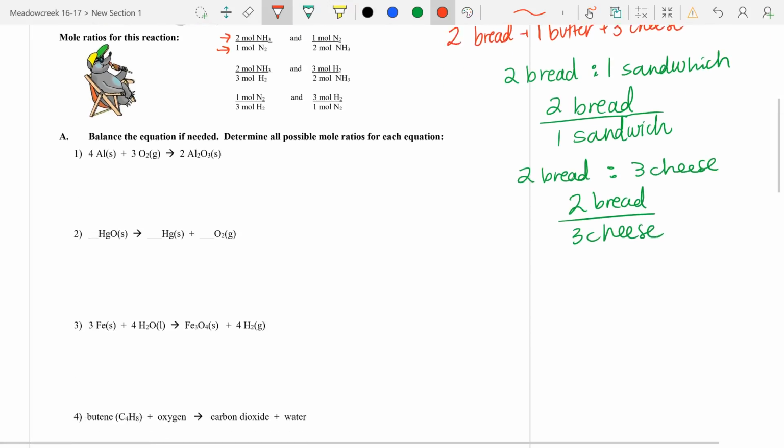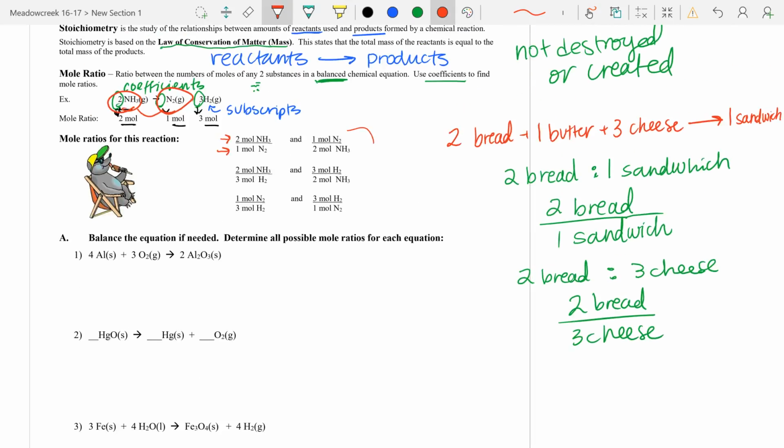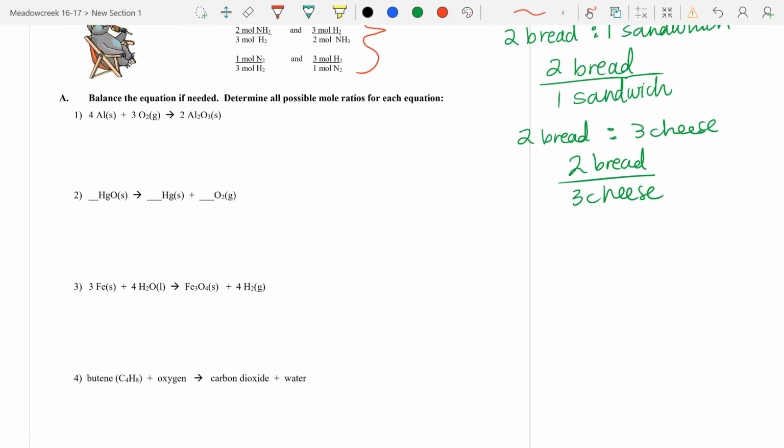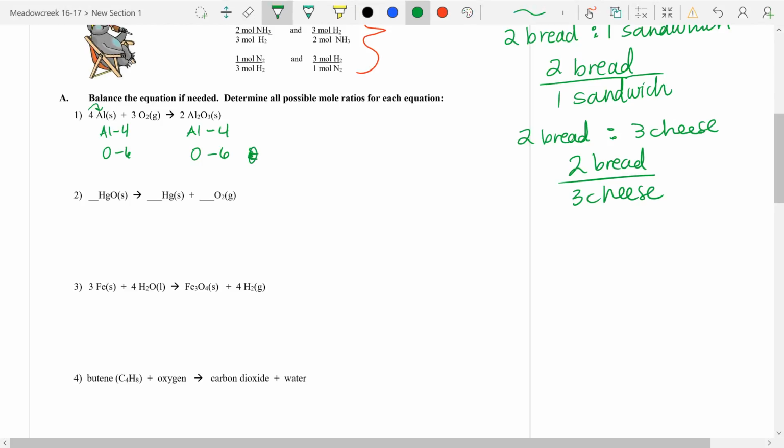Now, if we go on and continue, you can look at the rest of these on your own time, but we want to look at number 1. It says balance the equation if needed, then determine all possible mole ratios for each equation. Now, if I want to make sure that this equation is balanced, all I have to do is list the elements on both sides. We have a separate video about this, so I'm going to quickly go through this. I have 4 aluminums because 4 times 1 is 4. I have 6 oxygens. So 4 aluminums and 6 oxygens gives me the same on both sides. So all I need there is to realize it's already balanced for me.